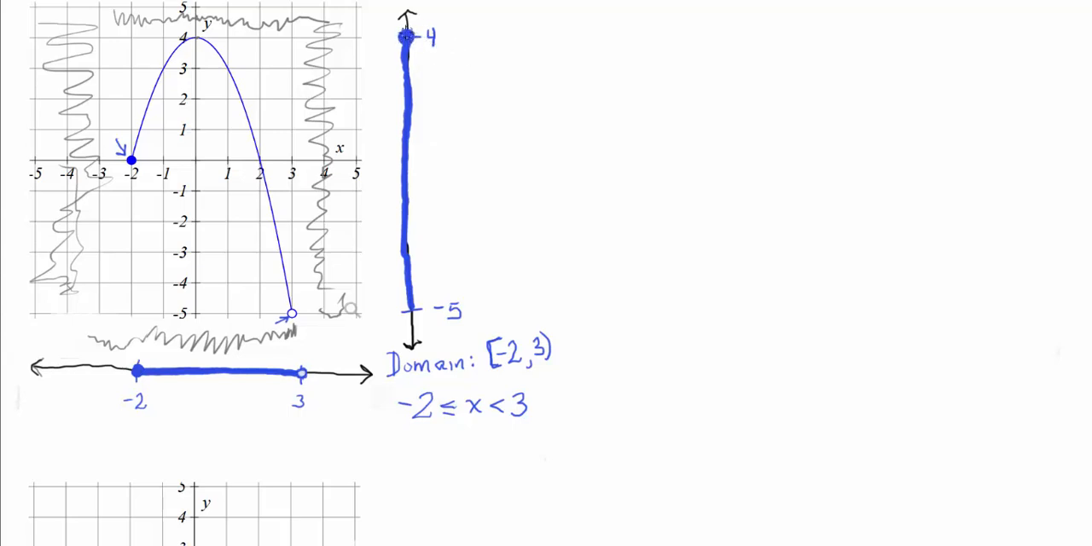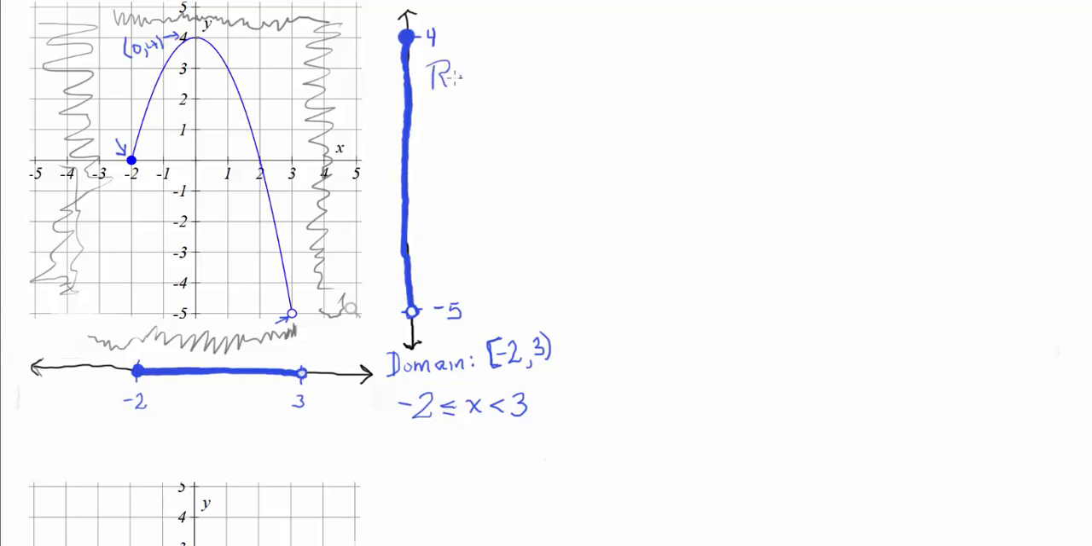Asking about endpoints, the endpoint here at 4 is included because this point (0, 4) is a point on the graph with that y coordinate. So the y coordinate 4 is part of the range. However, if we look at this bottommost value, -5, it is not included because it has that open circle. So that y value, -5, is not included.